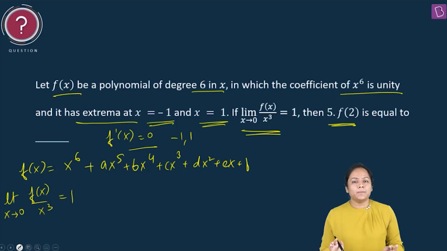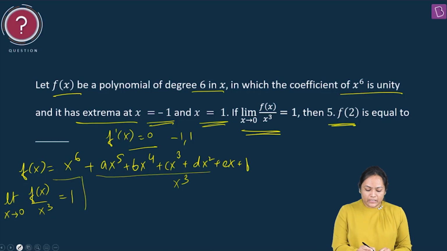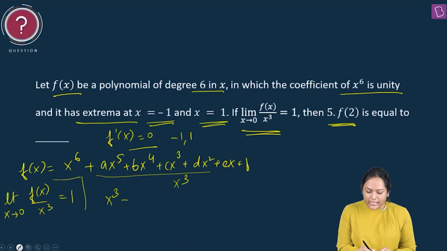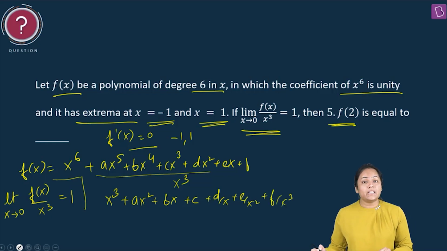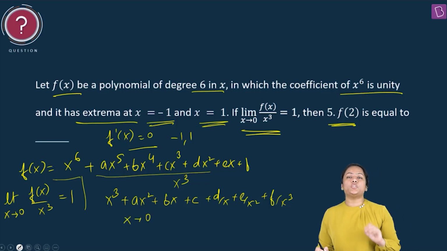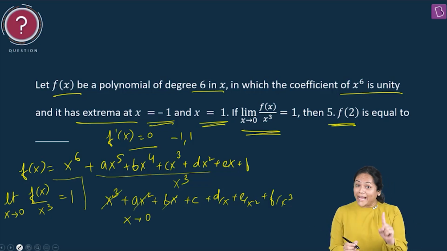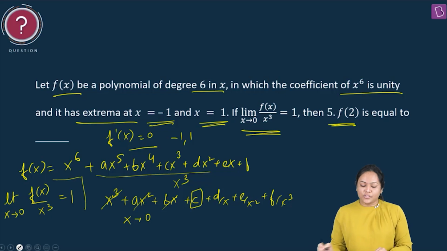What do you mean by this? Well, it's very simple. If I divide this f(x) by x cube, you know that I will have terms like x cube plus ax square plus bx plus c. Then I'll have plus d by x plus e by x square plus f by x cube, right? And as x approaches 0, they are saying that the limit should be 1. So my x cube, ax square, bx part will be 0. I will be left with, first of all, c. So c definitely should be equal to 1.